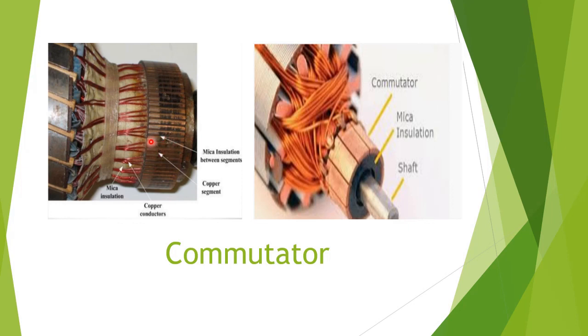This is the copper segment, the shining part, and in between these two mica insulation is present. Here you see clearly the copper segment wires, the armature conductors. Here this is the mica insulation. Here also you can see the lugs clearly. Here this is a lug, where armature conductors are connected. These are the commutator segments, with the mica insulation between them. This is the shaft.